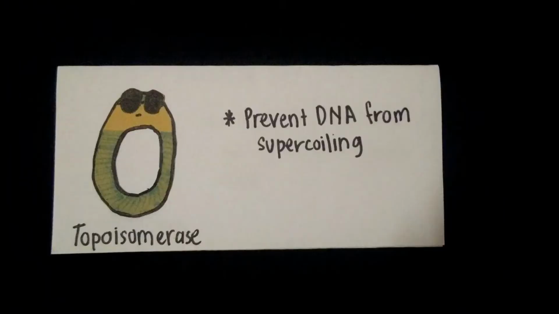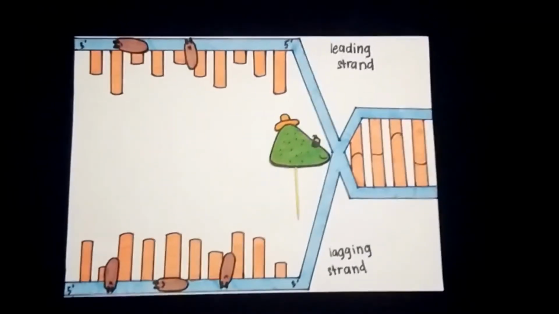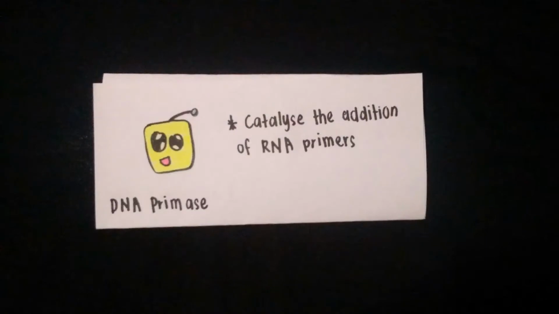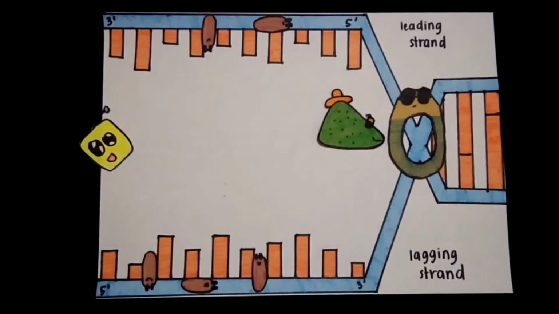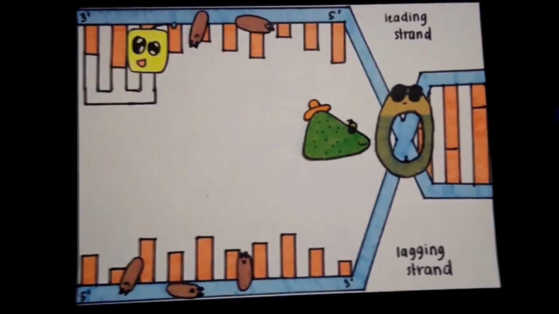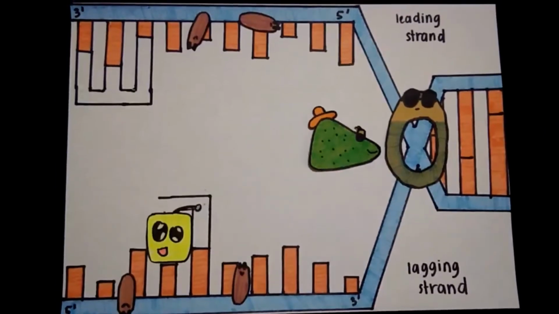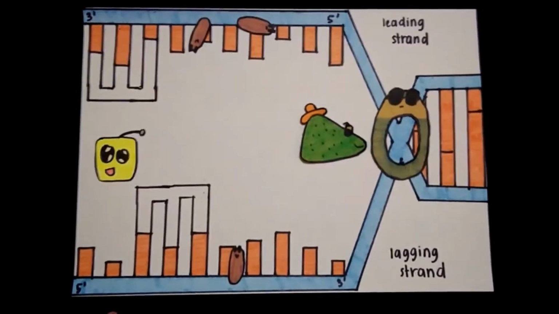The enzyme topoisomerase will prevent the DNA from supercoiling. The enzyme primase will catalyze the addition of RNA primers. These primers will act as markers to help guide the DNA polymerase III enzyme and initiate the replication process.